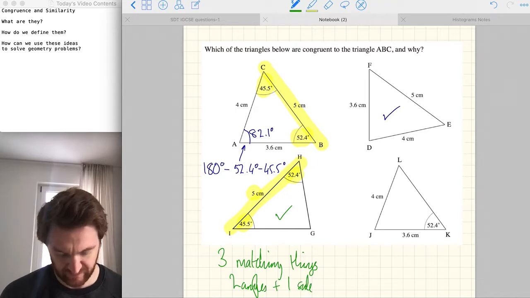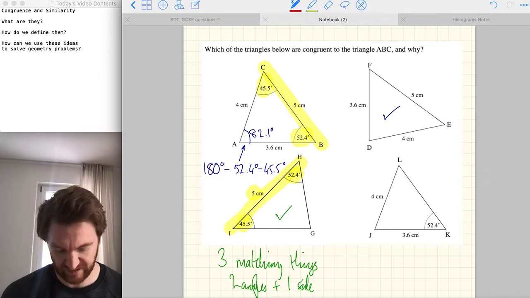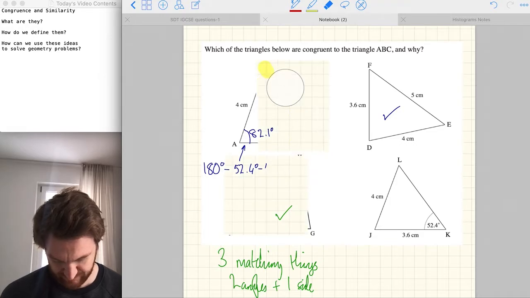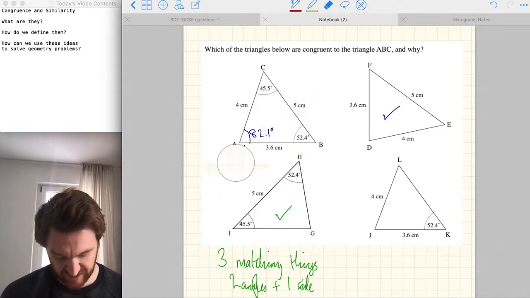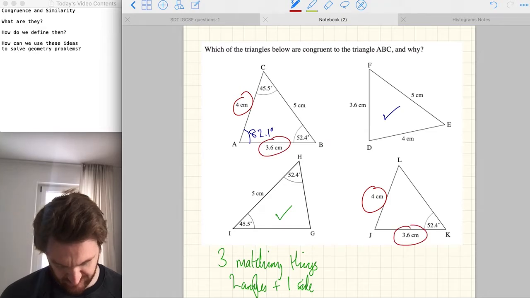Finally, we can look at the third one, which again, we've got 3 pieces of information. We just need to check that they match up. I'm just going to rub some of this out because there's quite a lot going on. There we go. So when we look at this one, we've got the 4. We've got a 4 here. And we've got a 3.6. We've got a 3.6 here. And we've got a 52.4 and a 52.4.